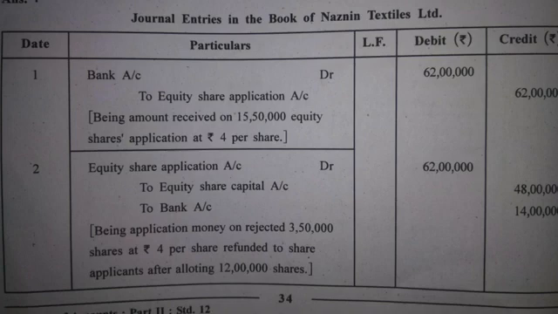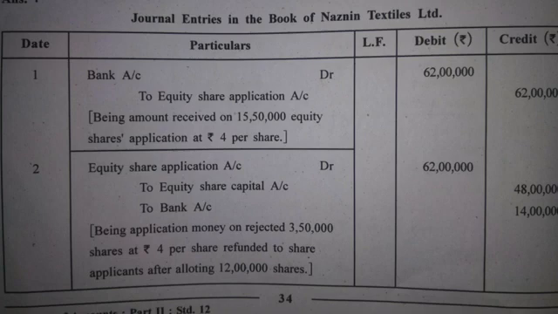Alright. But the question is that we have issued only 12 lakh equity shares. Applications are received for 15,50,000 equity shares. So 3,50,000 equity shares in excess. What we are going to do with that? We are going to reject those shares and we are going to refund that amount.